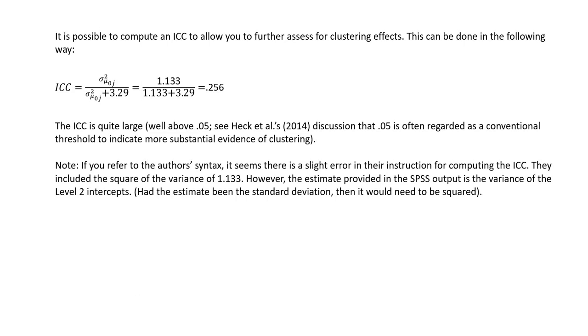Now, in addition to testing the variance component for our intercepts, we can also calculate an intraclass correlation coefficient in order to evaluate our data for evidence of clustering. And so right here you can see that we've got the ICC. You can simply take that variance estimate from the table I showed you a second ago, 1.133, and divide it by the sum of that variance estimate and 3.29. So you can see the ICC is 0.256, and that again indicates that we have evidence of clustering, and really fairly substantial clustering going on in our data.